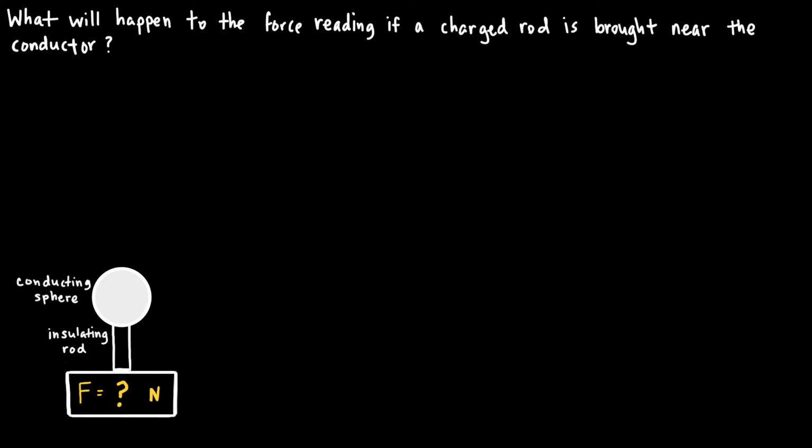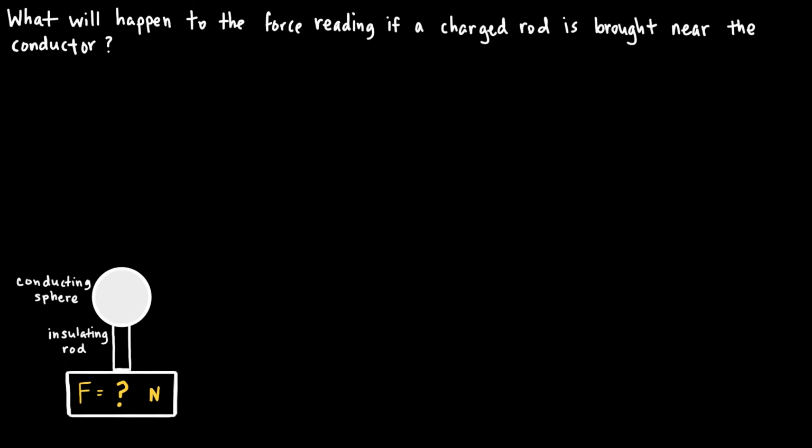In the figure at the bottom, I've drawn a digital scale that measures force, and on top of that scale I've placed an insulating rod, and attached to the top of that insulating rod is a conducting sphere. And the question that I would like to try to answer is what will happen to the force reading on that scale if a charged rod is brought near the conductor.